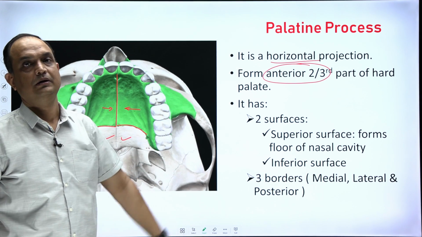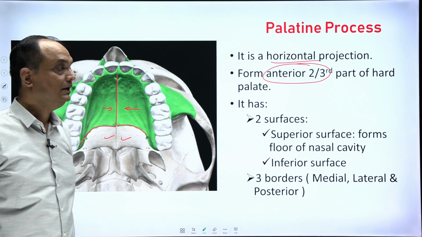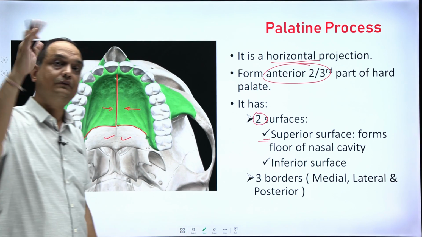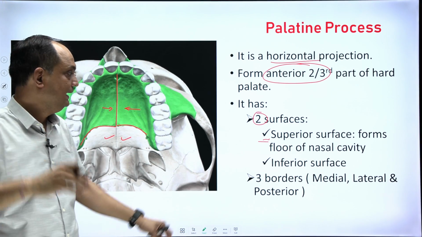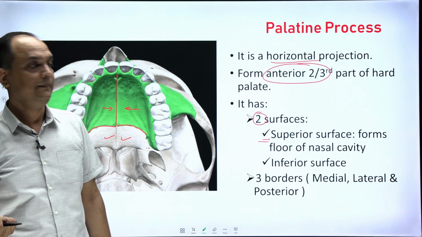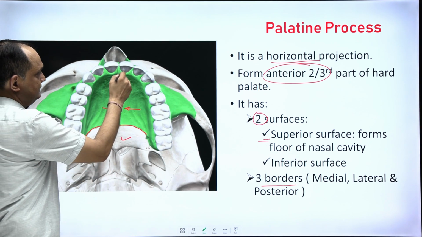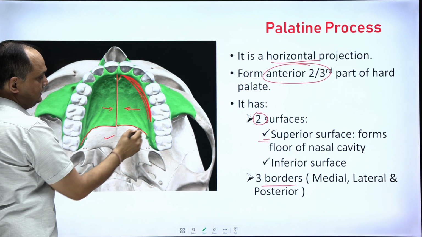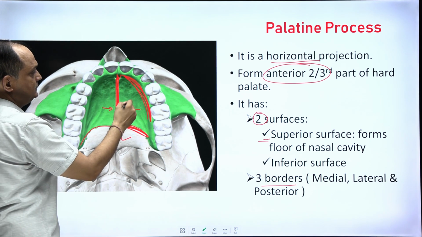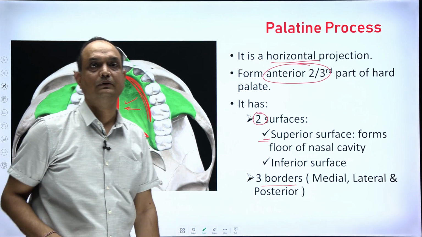Now this palatine process of maxilla has two surfaces. One is the superior surface, which is towards the nose, and one is the inferior surface, which is towards your oral cavity. Now it has three borders. What are these three borders? This is the lateral border, this is the posterior border, and this is the medial border of this process. Clear? So let's see the different areas one by one.